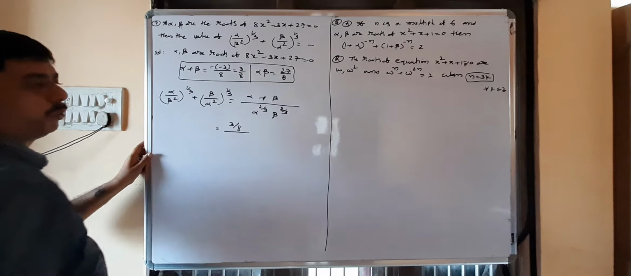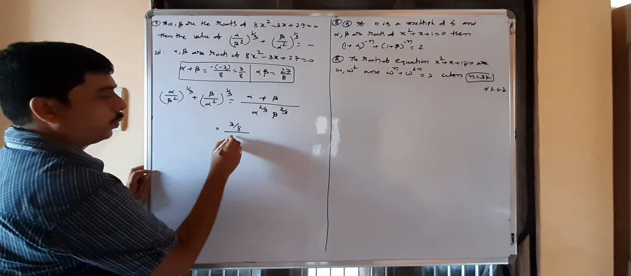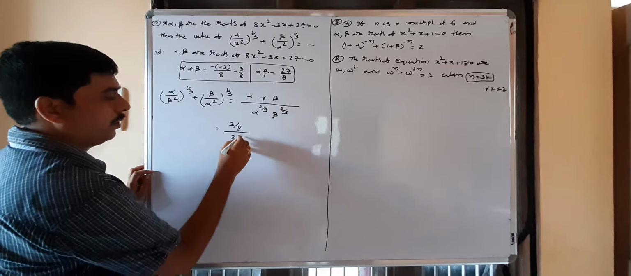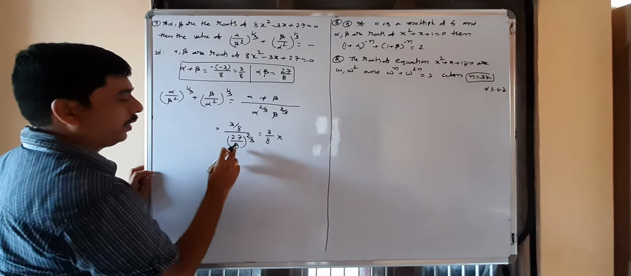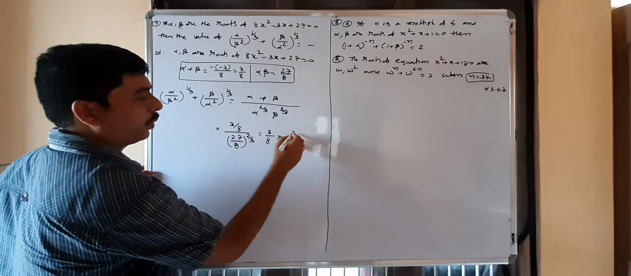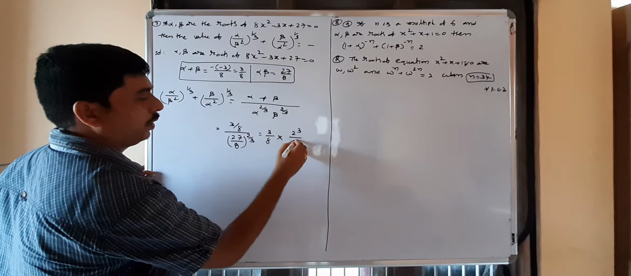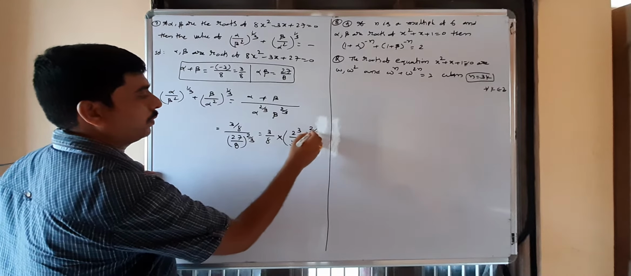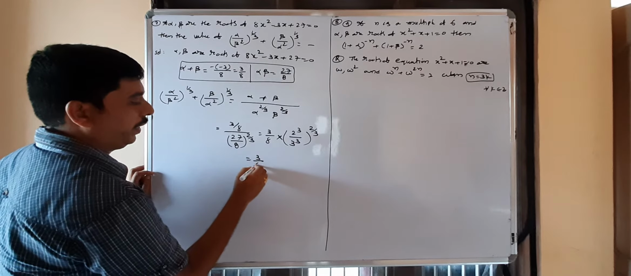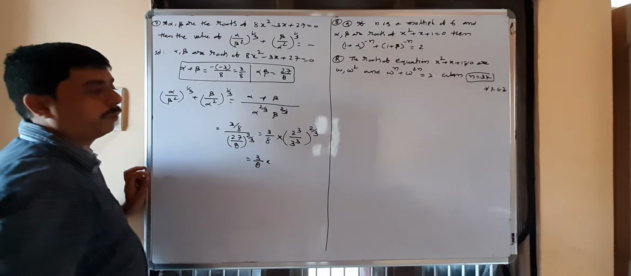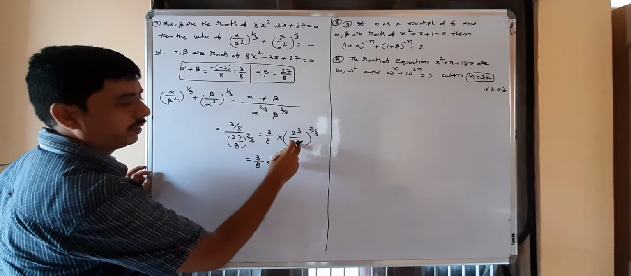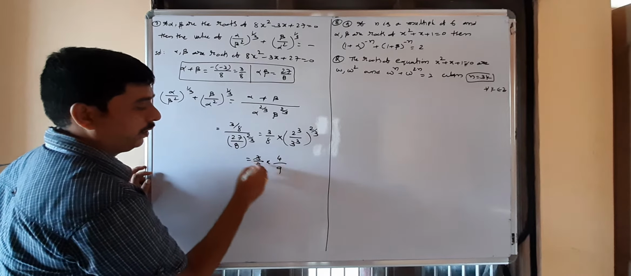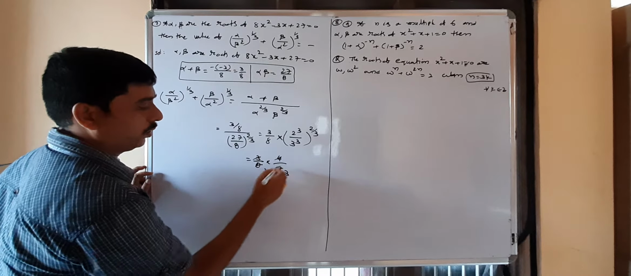Alpha beta whole power 2 by 3. Alpha beta means (27 by 8) whole power 2 by 3. This is a 3 by 8. The 8 goes to the numerator, and 27 by 8 can be written as (3 cube by 2 cube) whole power 2 by 3. That is 3 by 8 times 2 cube whole power 2 by 3, that is 2 square, 4. 3 cube whole power 2 by 3, the 3s get cancelled, 3 square, 9. 3 by 9 and 4 by 8 gives 1 by 6.